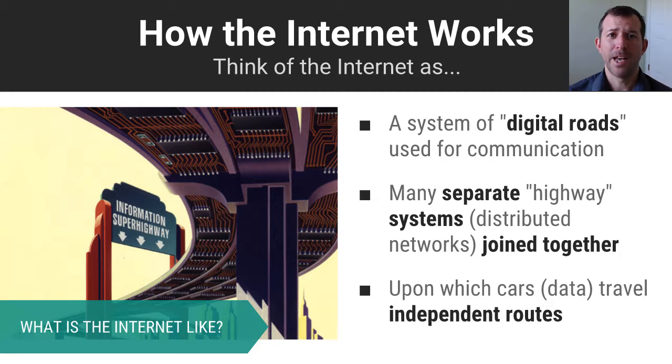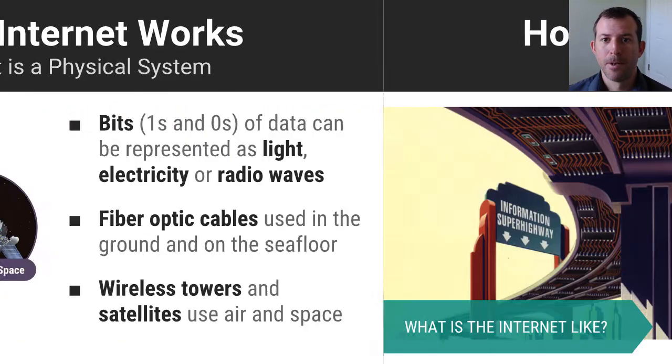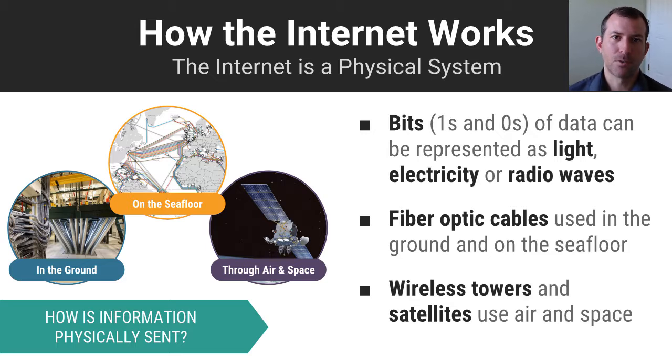I want you to think of the internet as a system of digital roads, as an information superhighway that carries information between computers and computer networks. I want you to think of the data as cars on that road. So the internet is like our interstate highway system, but instead of transferring people from place to place, we're transferring information. The internet is actually a physical system, and there are a lot of physical components, a lot of physical architecture that needs to be in place to transfer information.